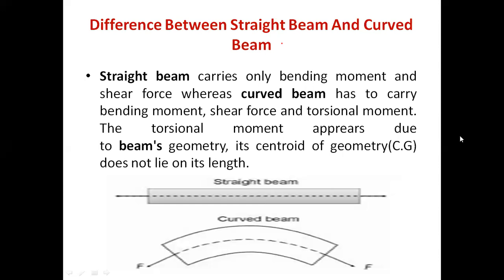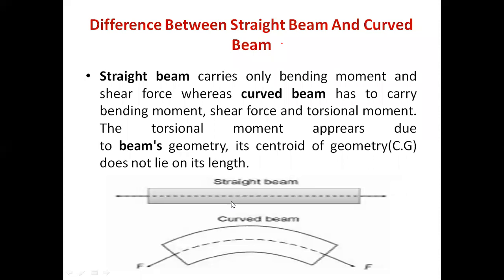A straight beam usually carries only bending moment and shear force, whereas a curved beam carries shear force, bending moment, and torsional moment. So the extra parameter which comes for the curved beam is a torsional moment. Why does this torsional moment come into picture? Why is it not there for the straight beam? Why is it only for the curved beam? That we will see.